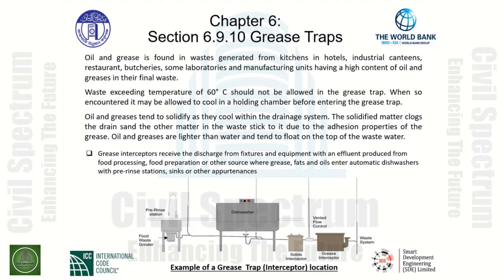An example below shows a grease trap or interceptor location where grease and oils may be discharged from dishwashers, pre-rinse stations, or maybe food cooking operations, things of that nature, must be channeled down towards a grease interceptor or grease trap that removes the oil and grease prior to discharging it to the waste system.